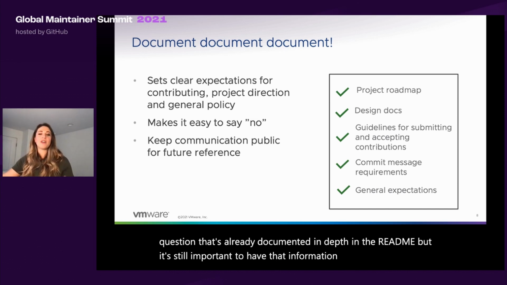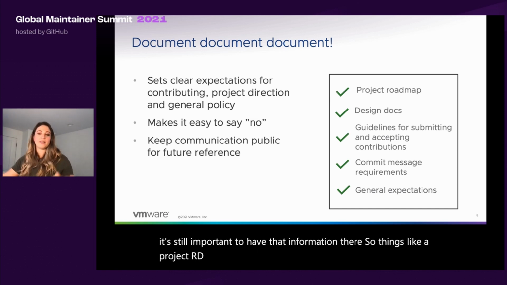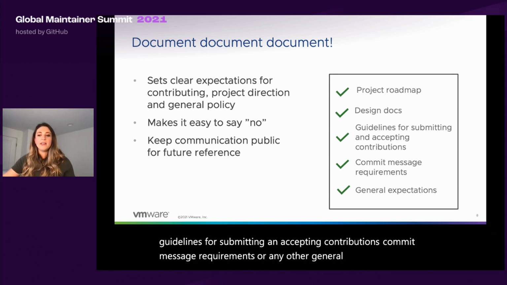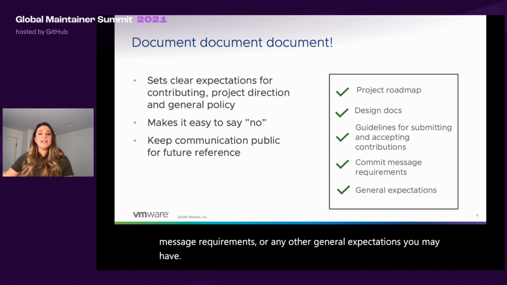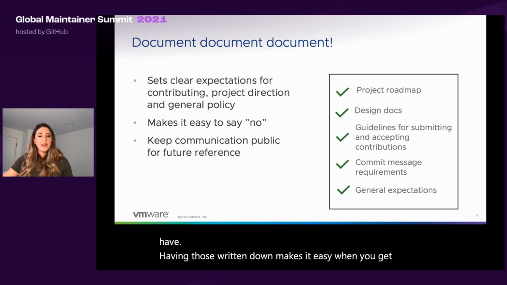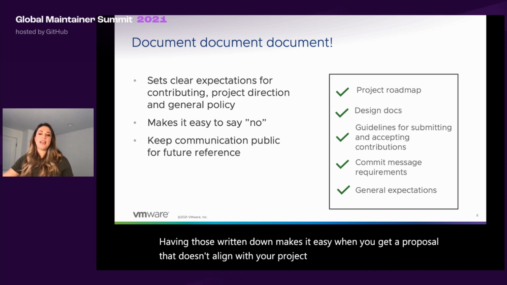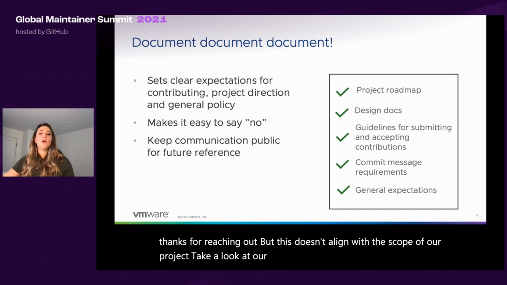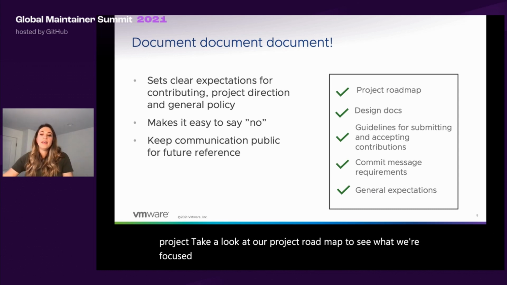So things like a project roadmap or design docs or specifications, just general guidelines for submitting and accepting contributions, commit message requirements, or any other general expectations you may have. Having those written down makes it easy when you get a proposal that doesn't align with your project scope, for example, to just say, thanks for reaching out, but this doesn't align with the scope of our project. Take a look at our project roadmap to see what we're focused on right now. And then documentation makes it really that simple.